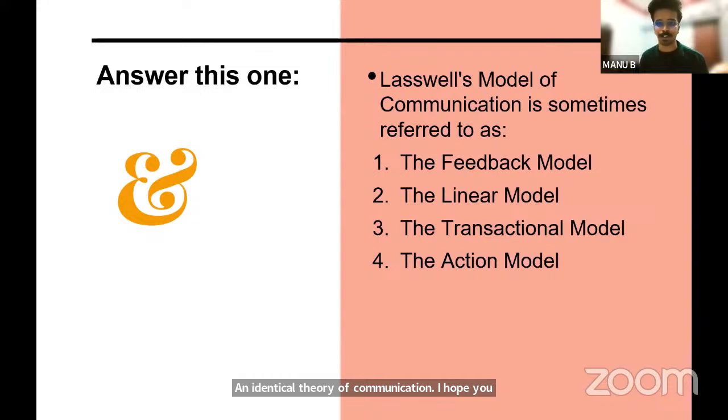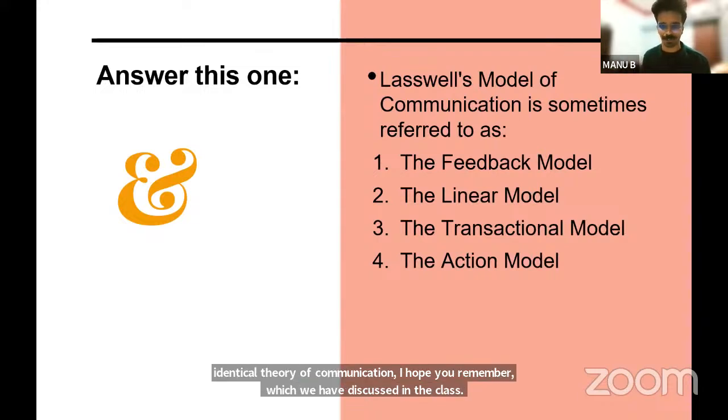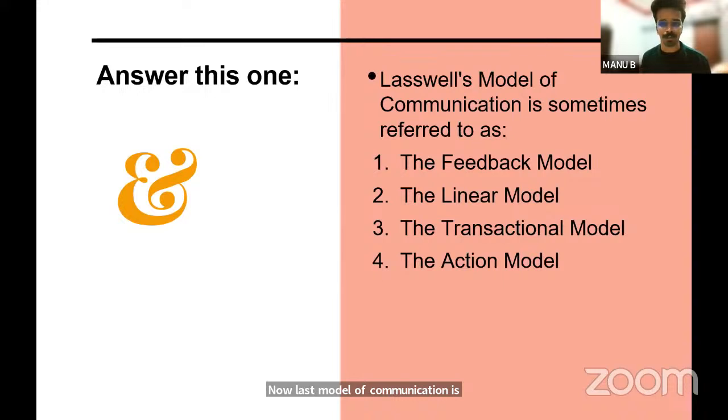Now, Lasswell's model of communication is also called what? Under which kind of communication it comes, you already know. Okay, I know you will make that mistake. Lasswell's model of communication comes under the linear model of communication. That is not the answer that I need. It is also referred to by another name.